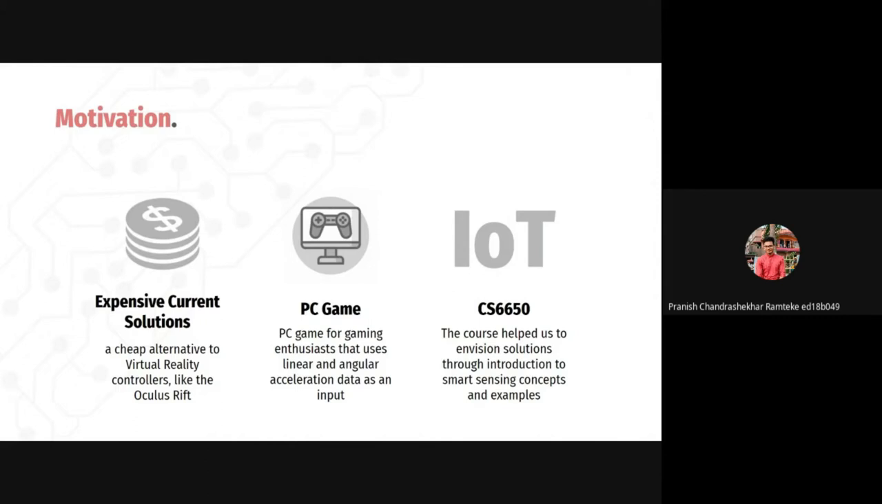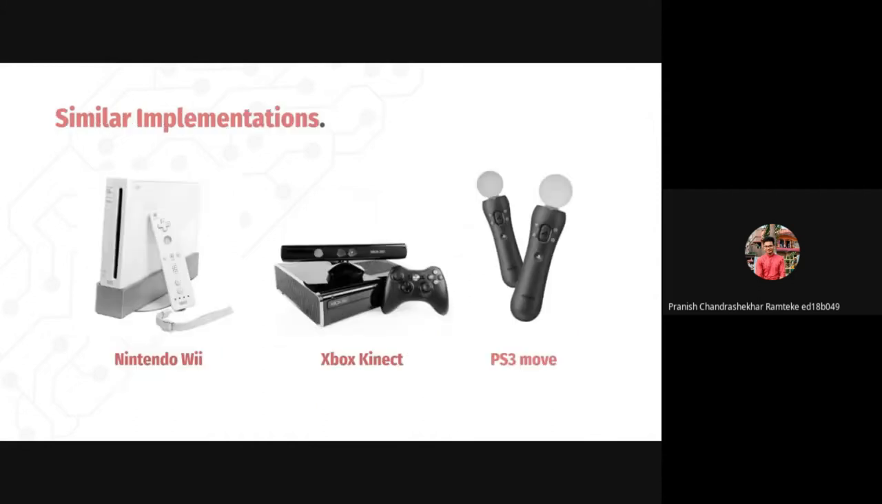The course also helped us envision solutions through introducing smart sensing concepts and examples. As a result, we decided to make a PC tennis game that has a final output similar to the tennis games that can be played on consoles like Xbox Kinect and PS3 Move. The idea of playing a game on screen while physically interacting with it through your body motions is not new. As previously said, platforms such as Nintendo Wii, Xbox Kinect, and PS3 Move have been producing similar results in their games for quite some time.